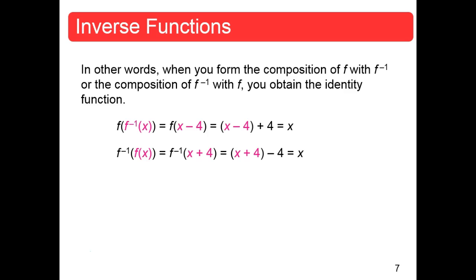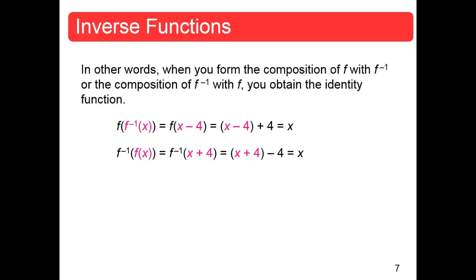And that's what "in other words" says: when you form the composition of f with f inverse, or the composition of f inverse with f, you should obtain the identity function. Now remember, most of the time, when you do f of g and then g of f, you get completely different things. But when the two functions are inverses of each other, you get the same value every time, and that's x.